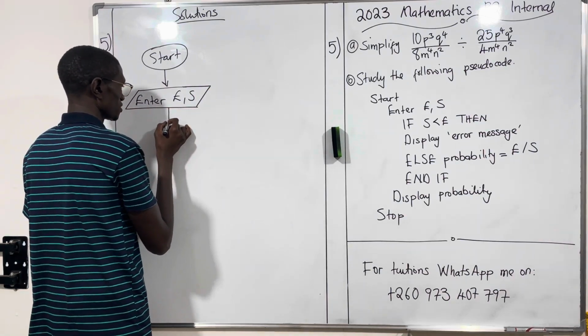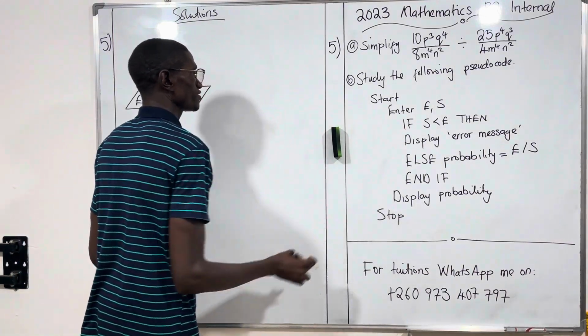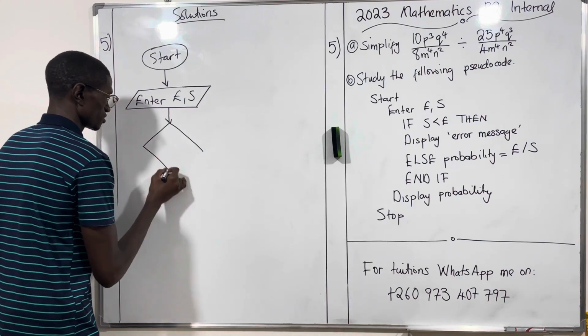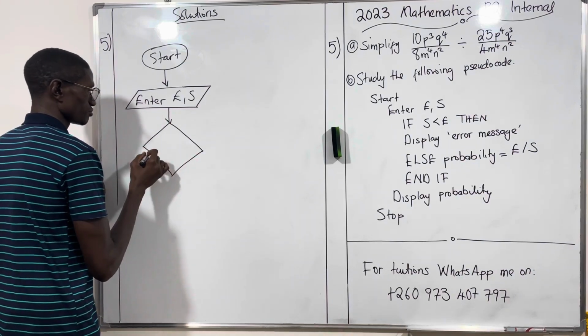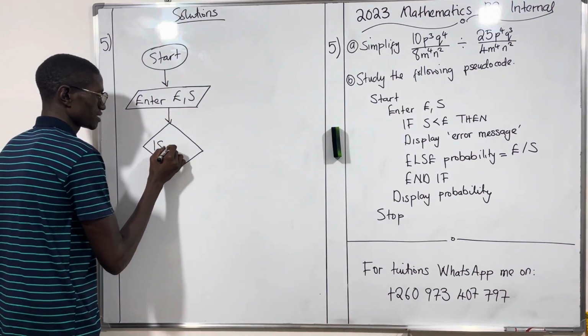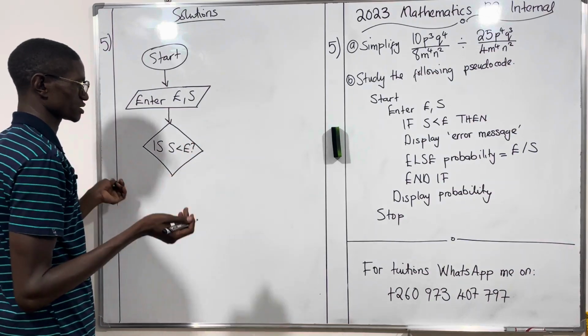When you're done, you draw another arrow coming down. What is the next line of code? It says if. We said whenever you see if, you have to use a diamond shape, the decision box. And you change the if to is. So we're going to say is S less than E, and then you add the question mark since it's a question.